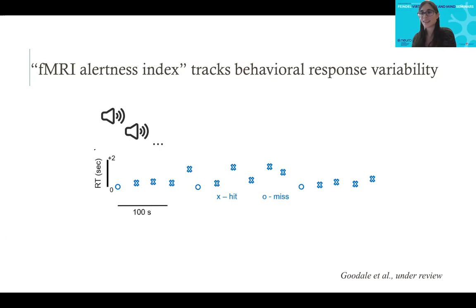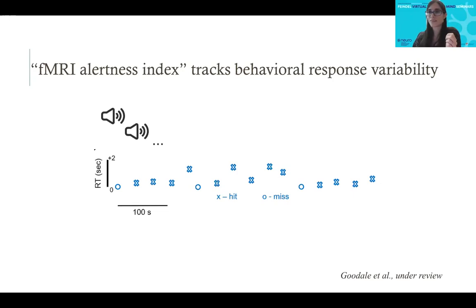So in this study, we presented the same auditory tone throughout the scan, but at pretty large intervals. So the trials didn't overlap much in their hemodynamic response, and with a little bit of randomness as well. And what we did is say, can we take a small interval before each stimulus, like 5 seconds, and if we calculate our fMRI alertness index in that window, will that relate to the subject's upcoming response? Like, did they respond? Did they not respond? Or how fast was the reaction time?